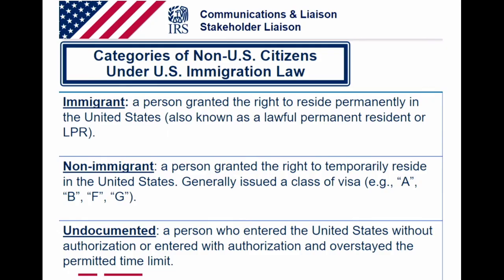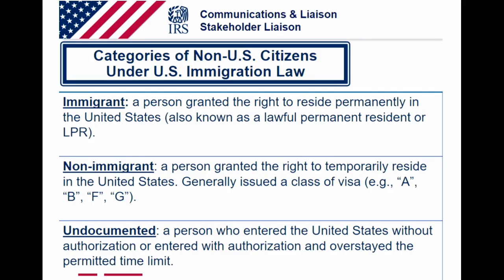Thanks, Emma. So as Emma mentioned earlier, U.S. immigration law and U.S. tax law have concepts that overlap, but they're not synonymous. Under U.S. immigration law, an individual who is neither a U.S. citizen nor a U.S. national is classified as either an immigrant, a non-immigrant, or undocumented individual. So these categories are related to, but not the same as the categories under U.S. tax law for tax residency purposes.